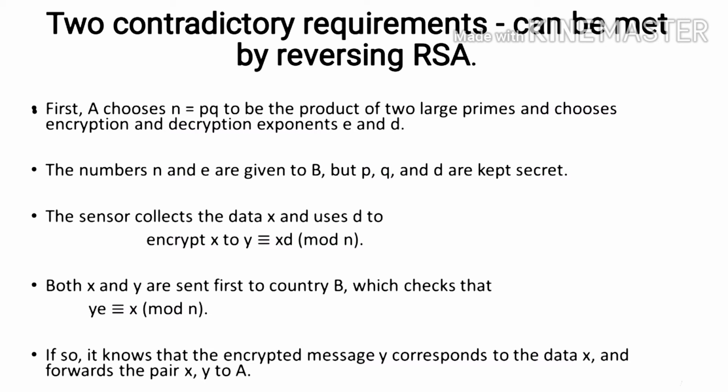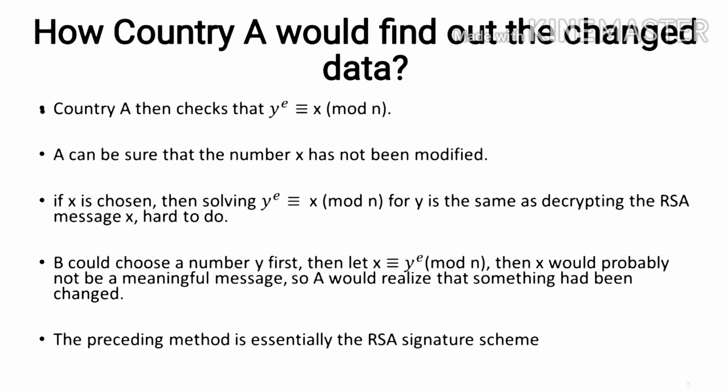If so, it knows that the encrypted message Y corresponds to the data X and forwards the pair X, Y to A. Country A checks that Y to the power E is congruent to X mod n. If so, A can be sure that the number X has not been modified. If X is chosen, then solving Y to the power E congruent to X mod n for Y is the same as decrypting the RSA message X, and this is believed to be hard to do.